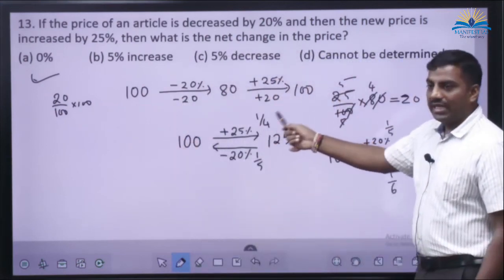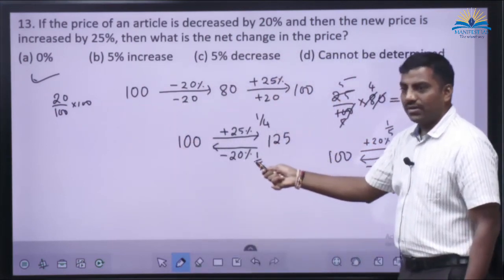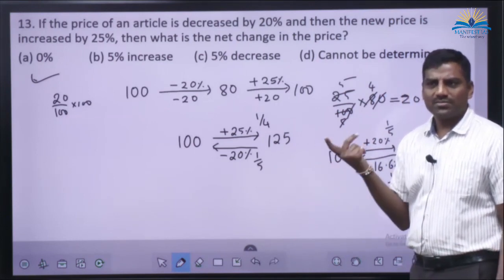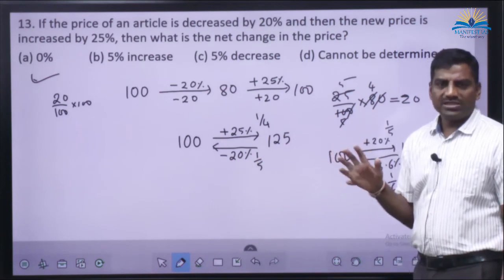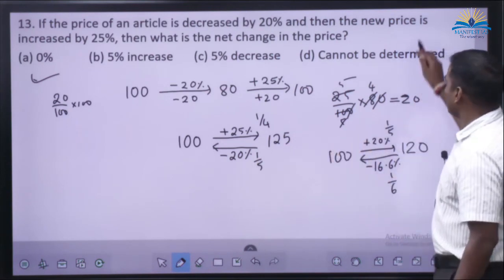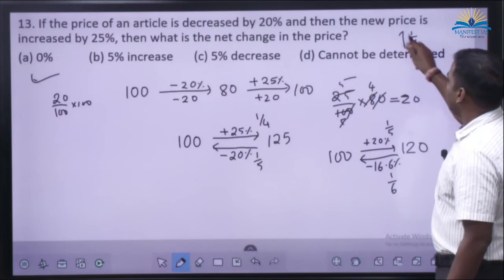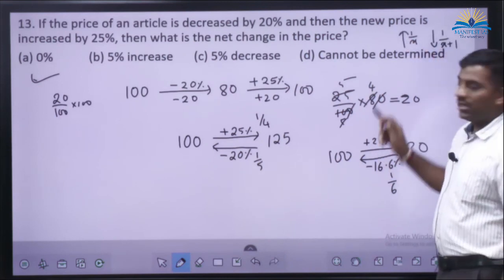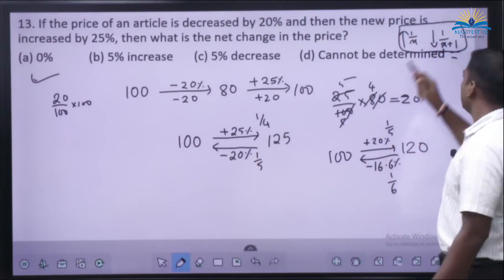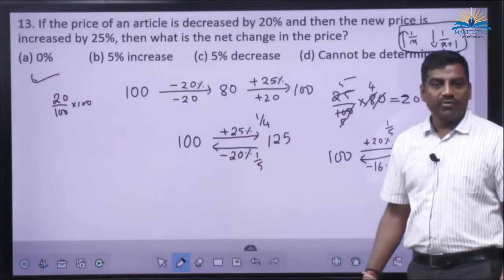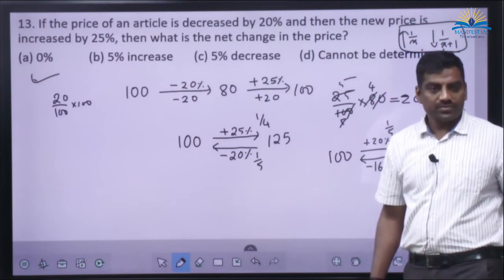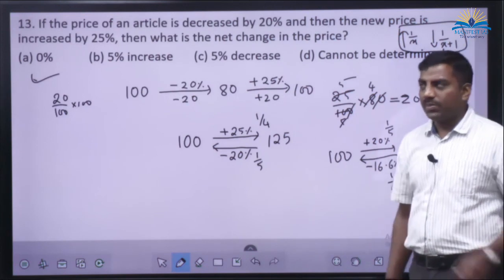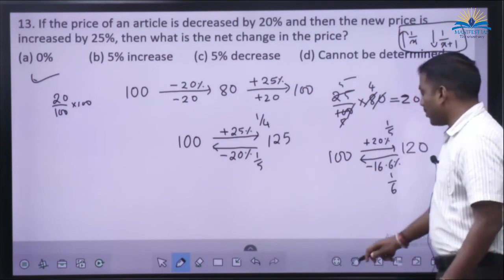But the calculation is this. If you increase by 1/x, you have to decrease by 1/(x+1). You are coming back to the original budget. That's it. So please remember this: increase by 1/x, reduction by 1/(x+1). These are in terms of fractions. But in the examination, they can ask you in terms of percentage. After that fraction, you have to convert it into percentage also. So how many problems are there?